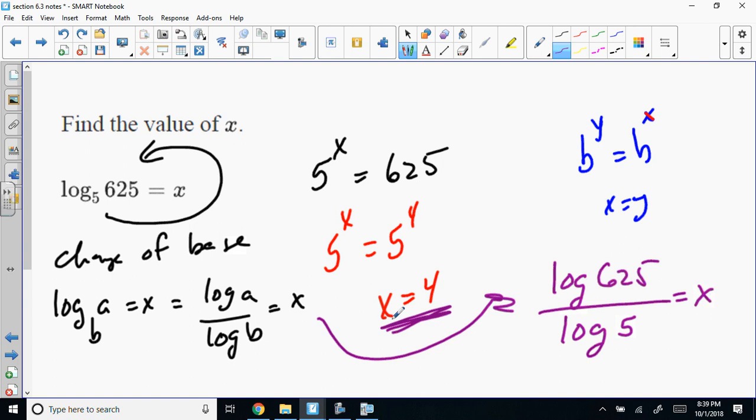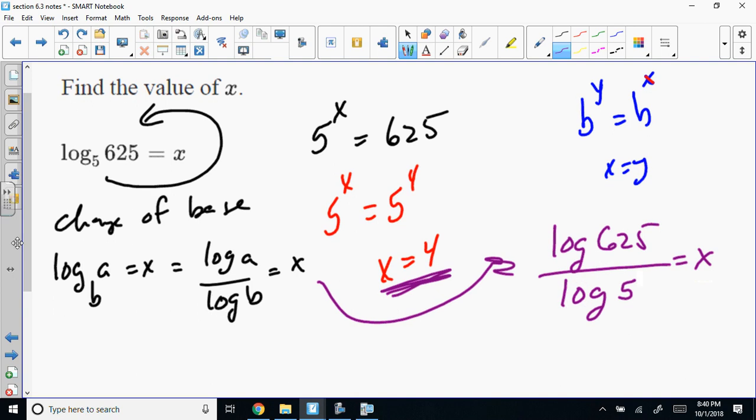So you can do that two ways. It doesn't really matter how you do it. You can either get the exponentials to get back to the same base, or you can just rewrite it as change of base, right? And solve it. Any questions? You good?